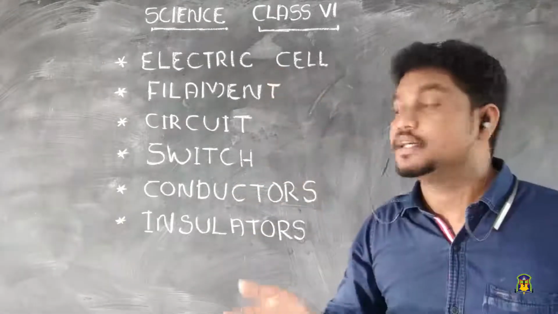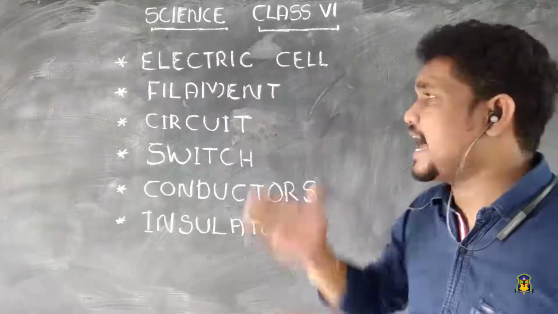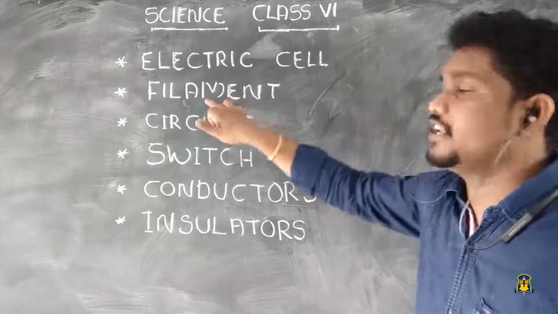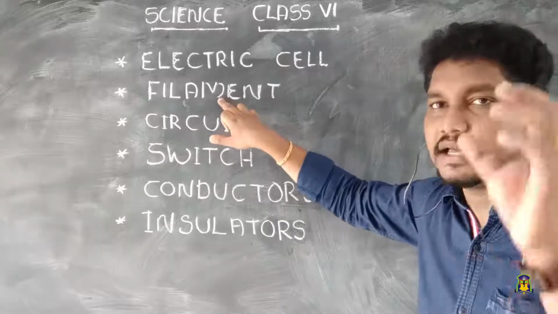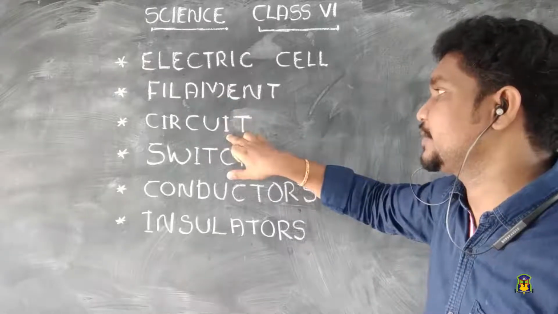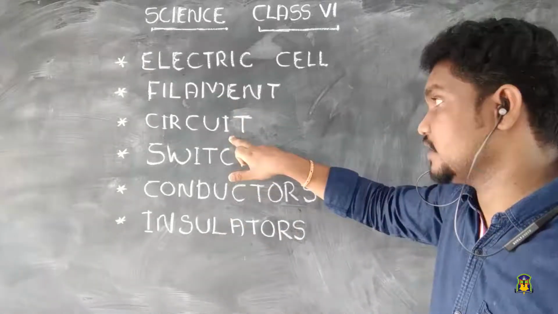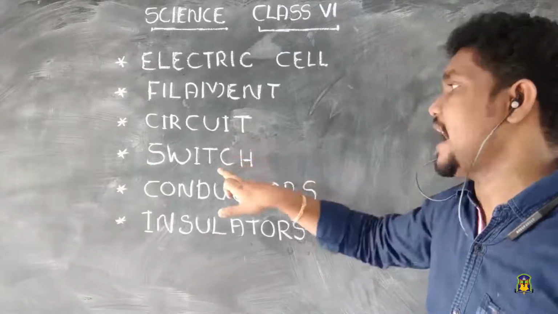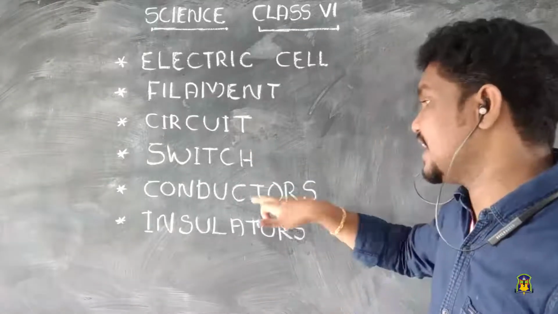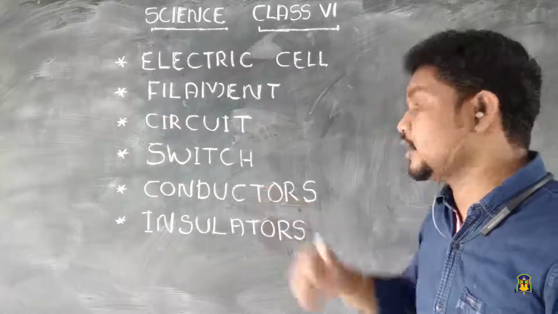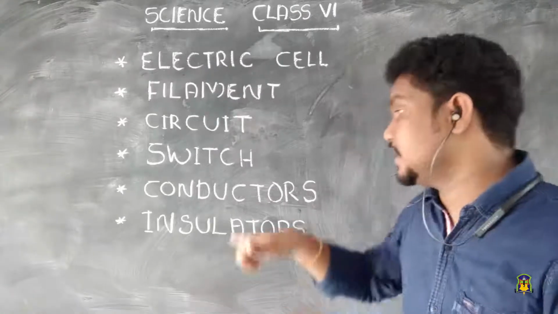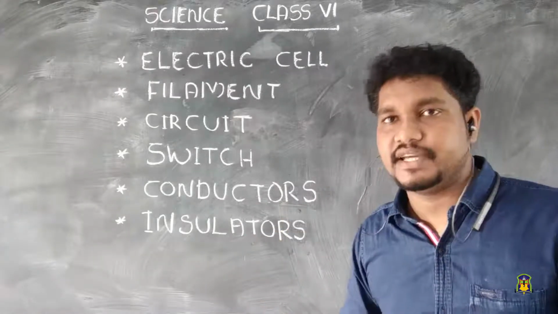Electric cell is a device used to provide the electric charge, and electric current, in simple words, is a flow of charge. The filament is the metallic part; when electricity passes through it, it produces light energy and heat energy. Circuit is a closed path for the flow of charge or electricity, and the switch is a device used to either break or connect the circuit. Conductors are the objects which allow the passage of electricity through them, and insulators are the objects which do not allow the passage of electricity.